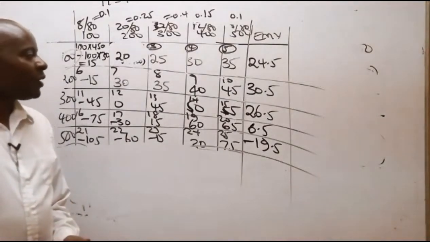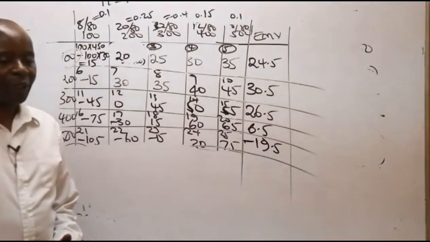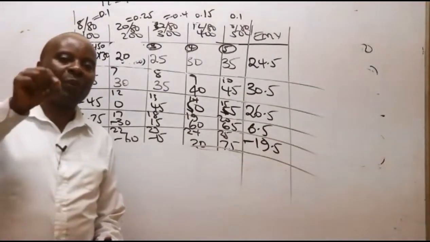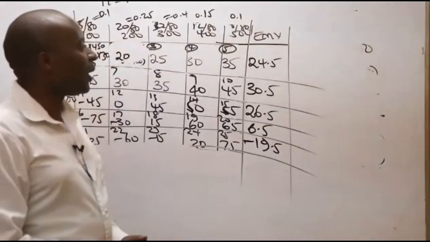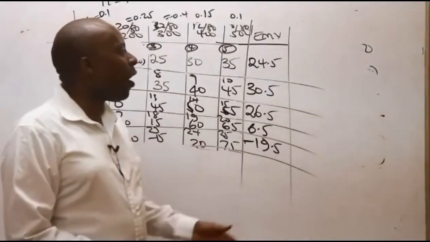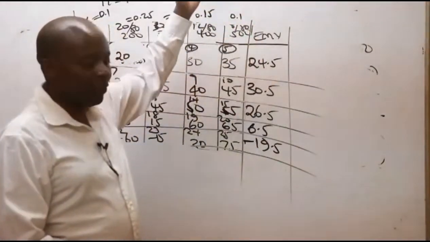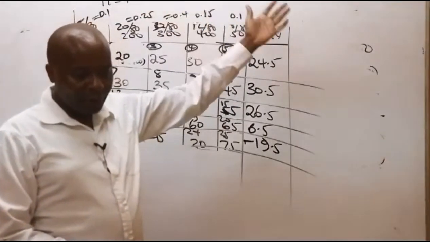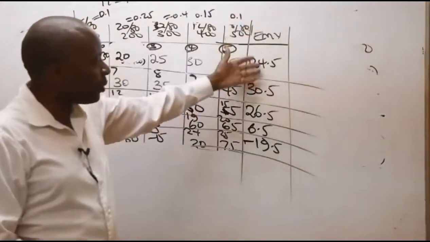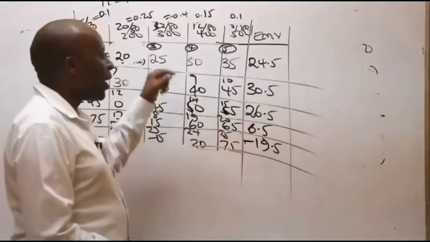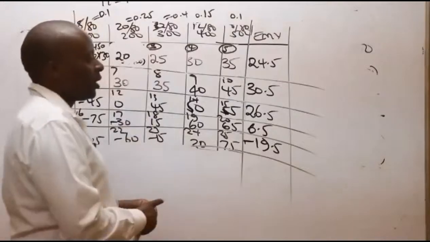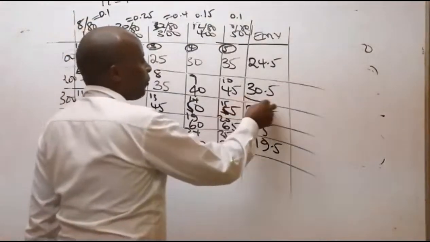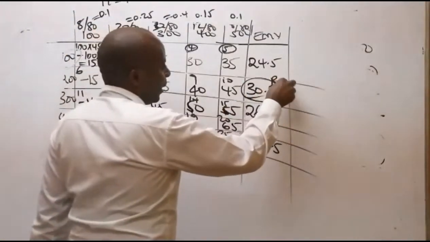So, ladies and gentlemen, having gotten these expected monetary values, remember when it comes to making a decision, we normally go for the highest expected monetary value. Money is sweet. The more you have, the better. So amongst all these expected monetary values, I'm expecting the highest, the biggest. So this 30.5 is what I work with as the best EMV.